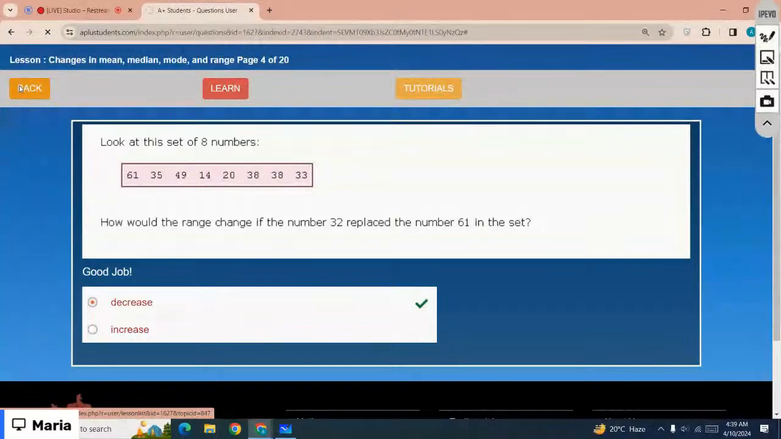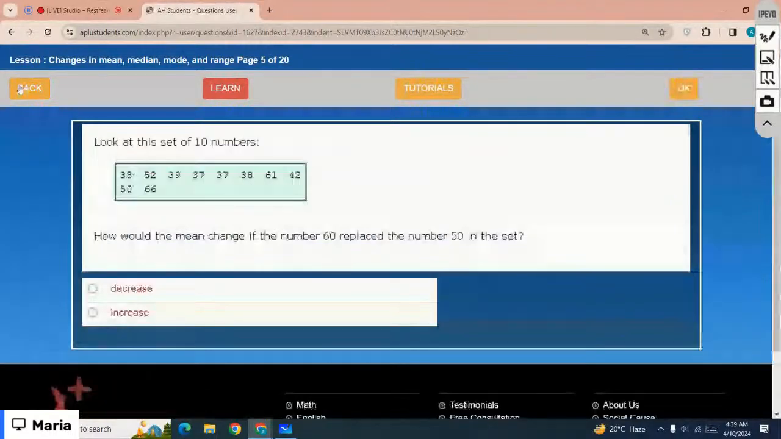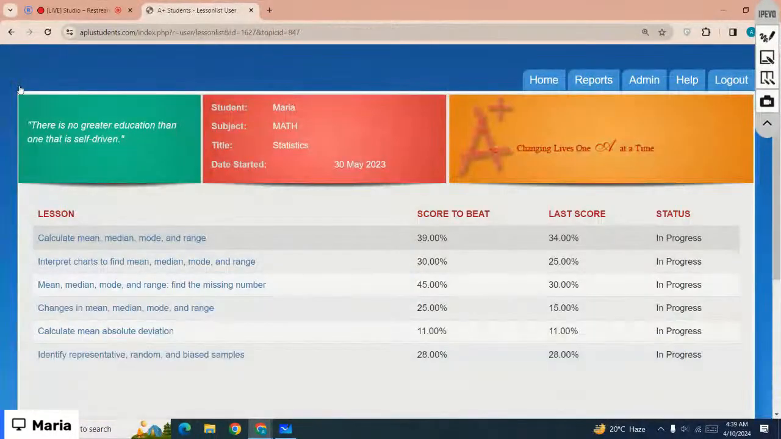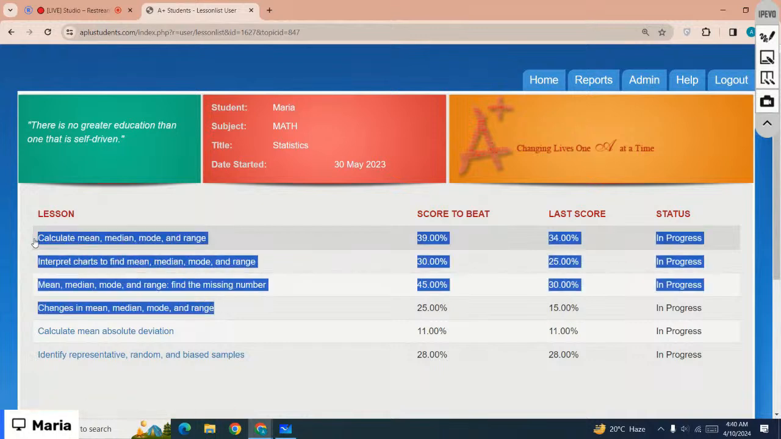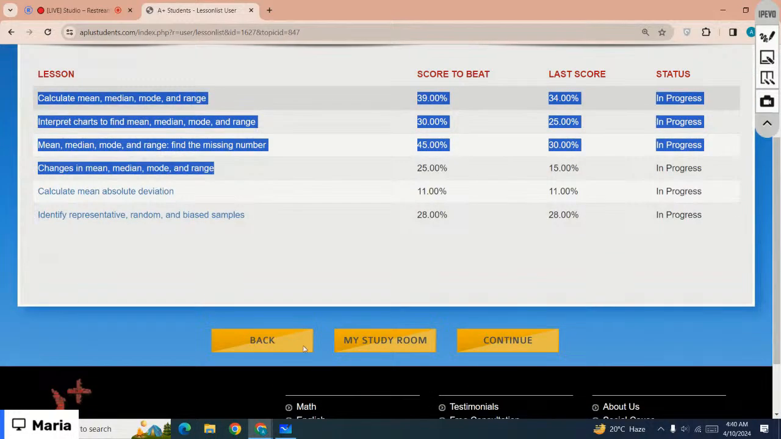So we were working on grade 7 math. The chapter we were working on is statistics. The lessons we have covered today are calculate mean, median, mode and range, interpret charts to find mean, median, mode and range, and mean, median, mode and range: find the missing number. So please make sure before the next session you complete all the practice questions for the lessons we did today. That is your homework until the next session, right?